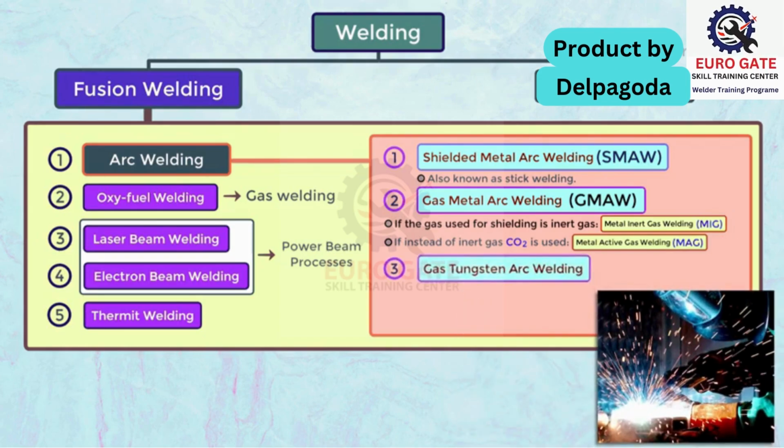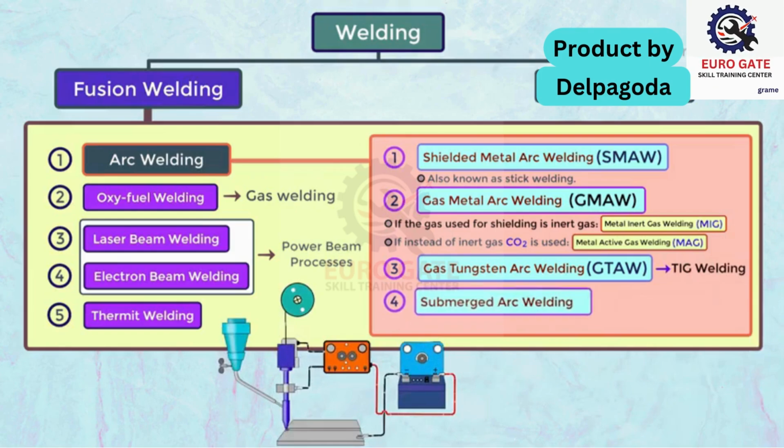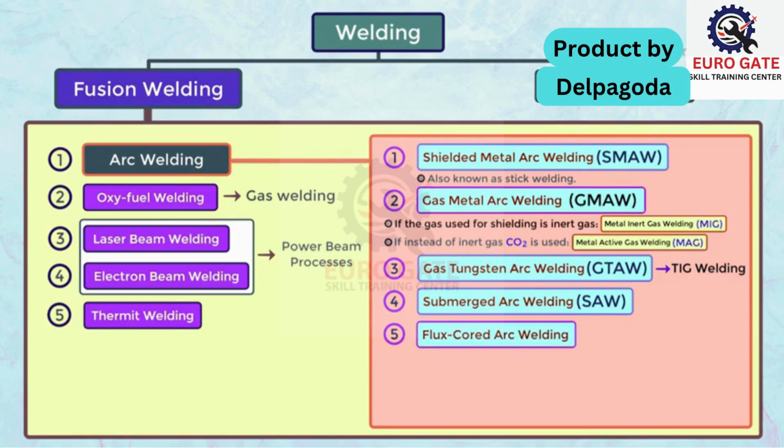Third, we have gas tungsten arc welding, shortly called as GTAW. It is popularly known as TIG welding. Fourth, we have the submerged arc welding process, shortly called SAW. Here, the arc is submerged in the flux to protect the metal from the atmosphere during welding. The next method of welding is flux cored arc welding, shortly known as FCAW. Here, there is flux in the filler material.